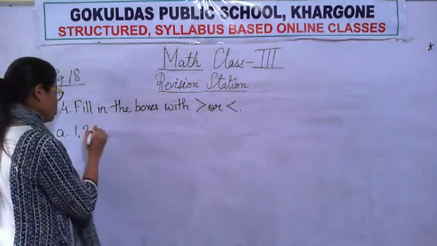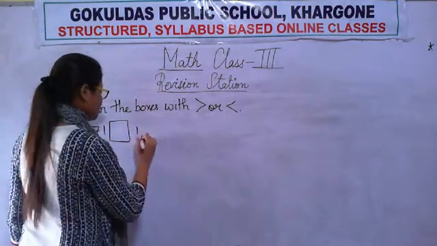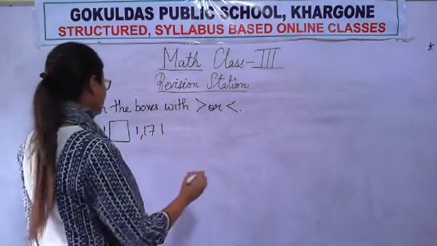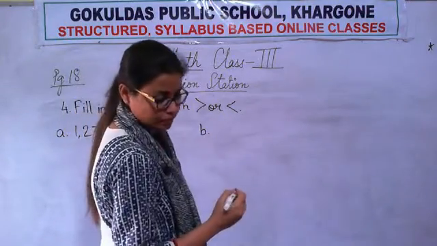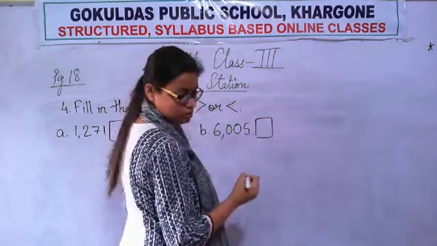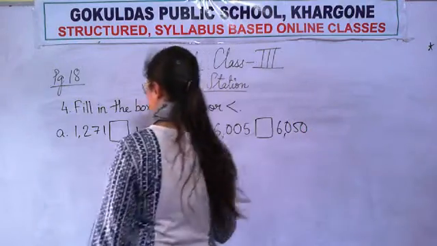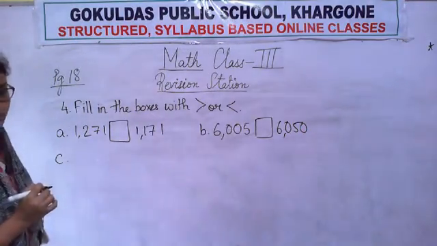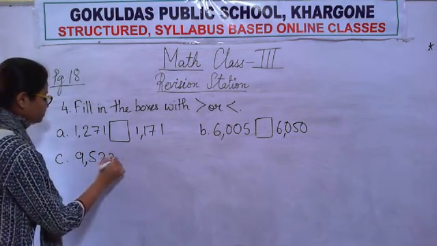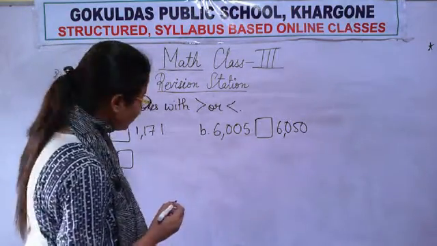1271 and 1171. Question number B: 6005 and 6050. Question number C: 9523 and 9503.